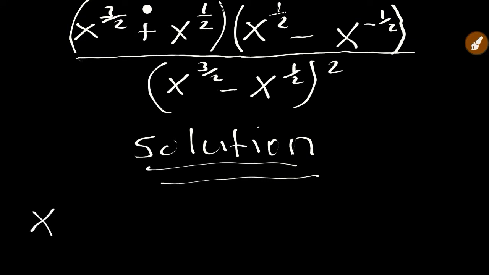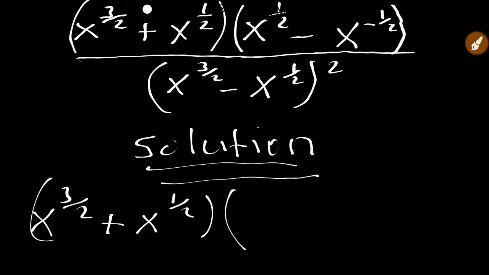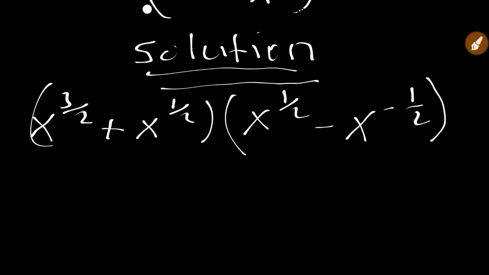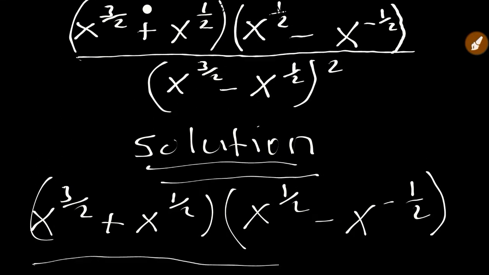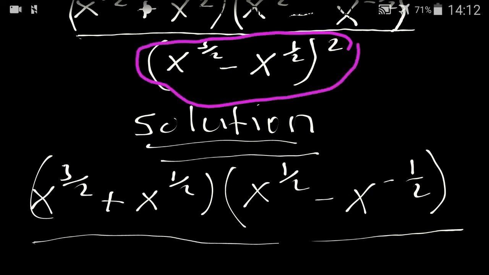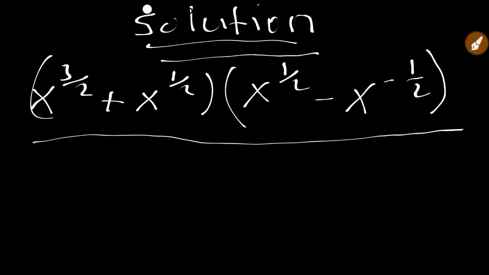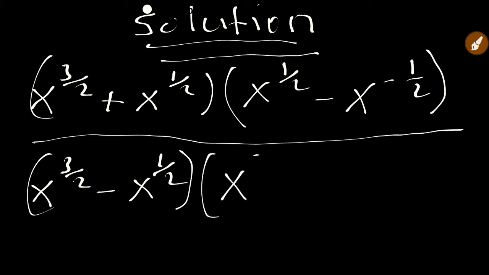So (x^(3/2) + x^(1/2))(x^(1/2) - x^(-1/2)) all over the denominator. We're going to write that 2 times, and that will be (x^(3/2) - x^(1/2)), bracket close, write the same thing again, (x^(3/2) - x^(1/2)).